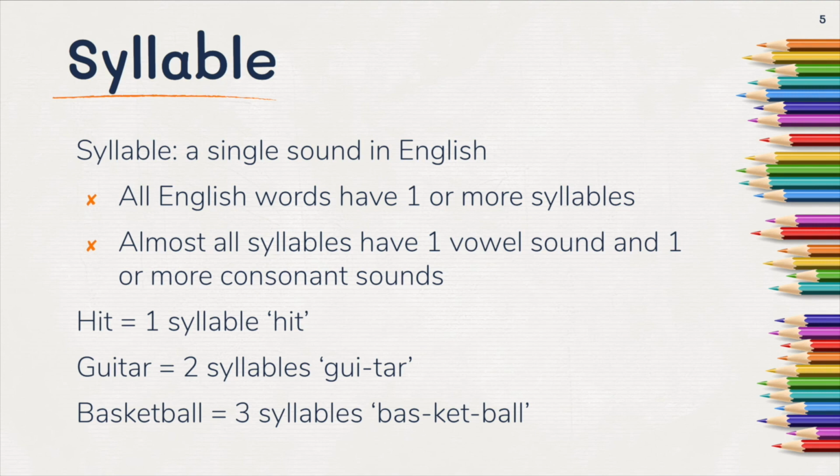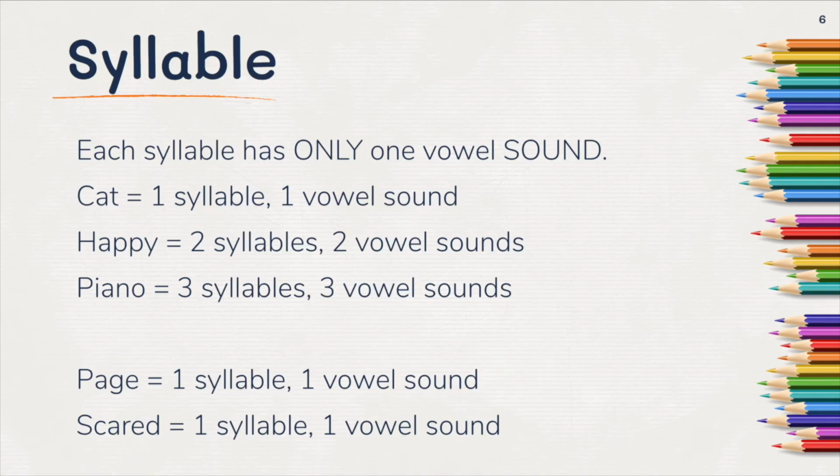But guitar, that word has two syllables. Guitar. And basketball, that is three syllables. If you know how many syllables are in a word, that will really help you pronounce it correctly. This can be a little bit confusing, so it's important to recognize that each syllable will only have one vowel sound. Every syllable in English has one vowel sound.